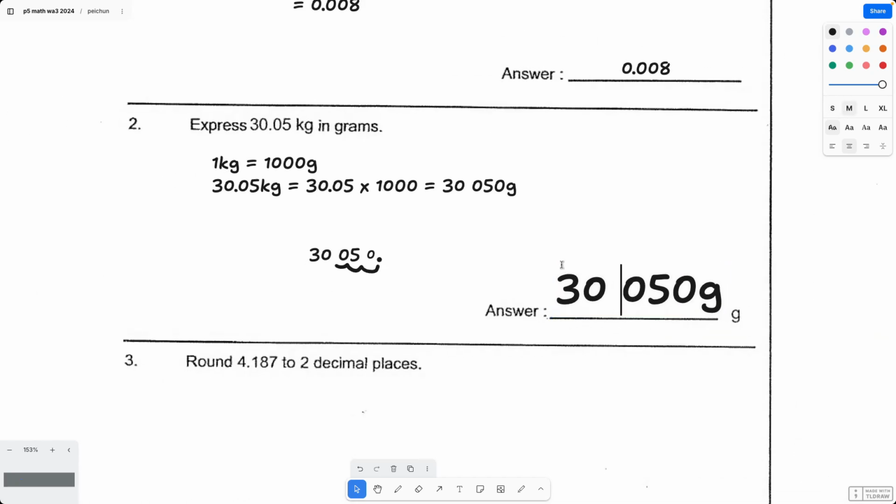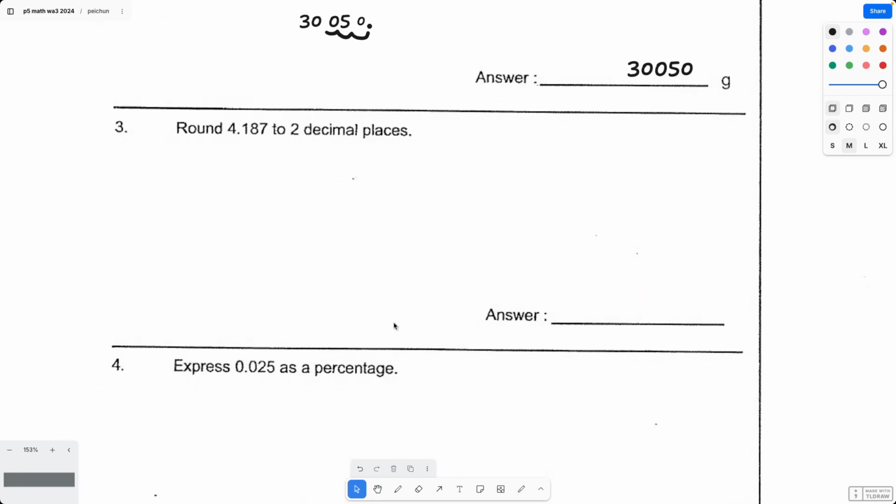Oops, a bit too big. Don't need the grams as well. Then you can also remove the space. So this should work. All right, so let's move on to the next question.